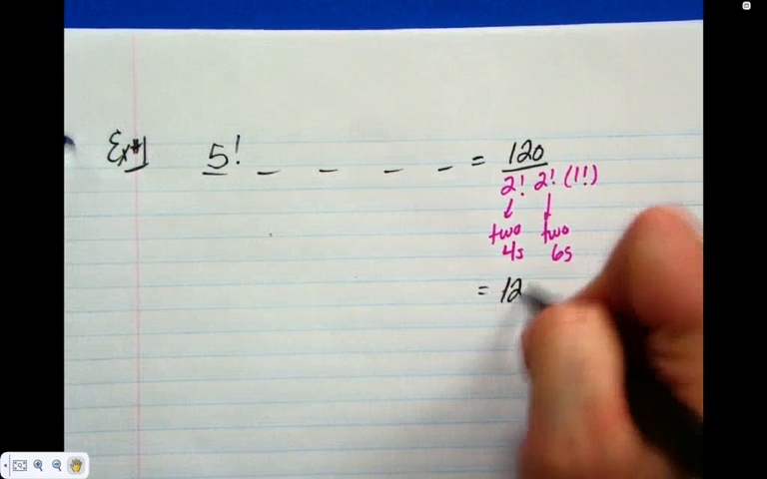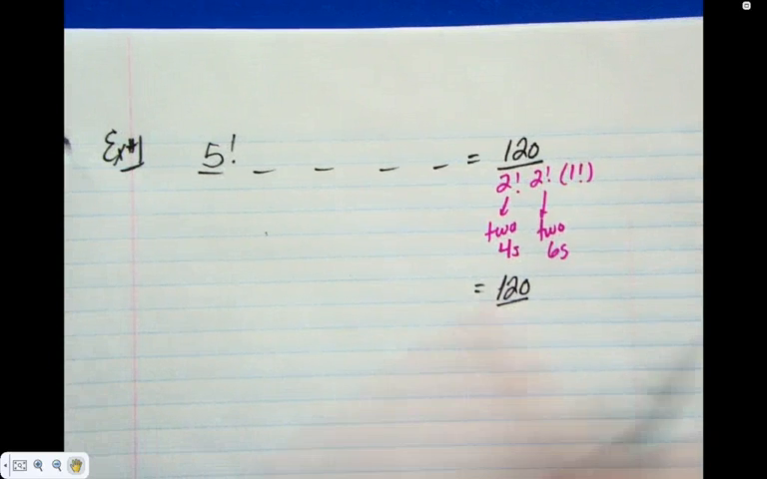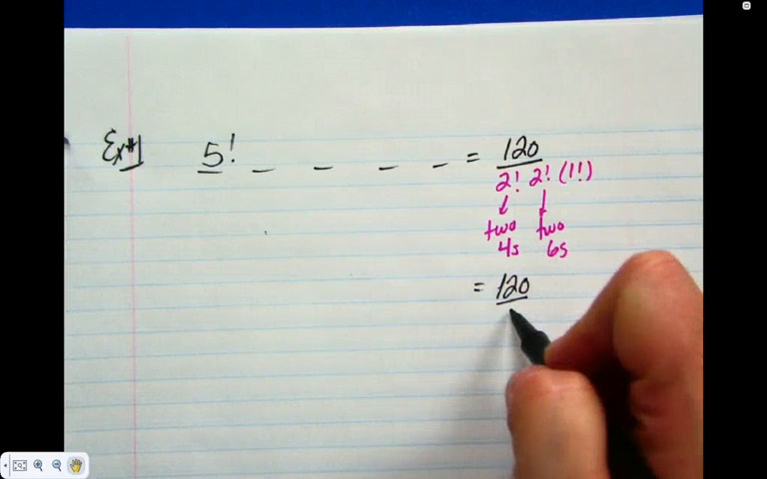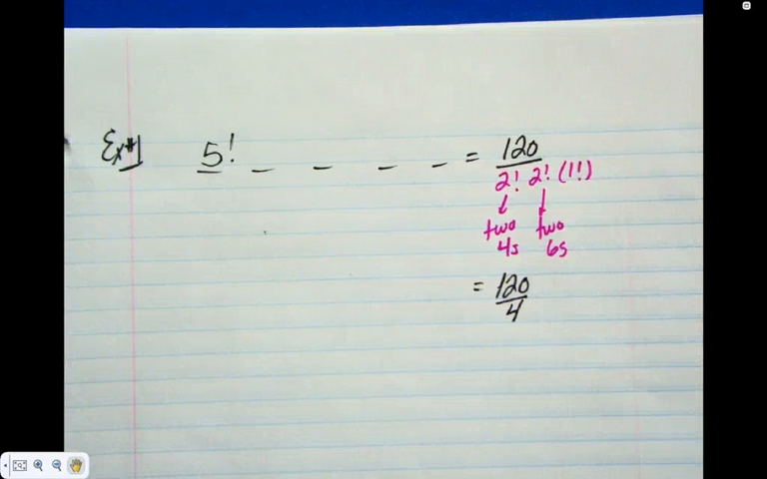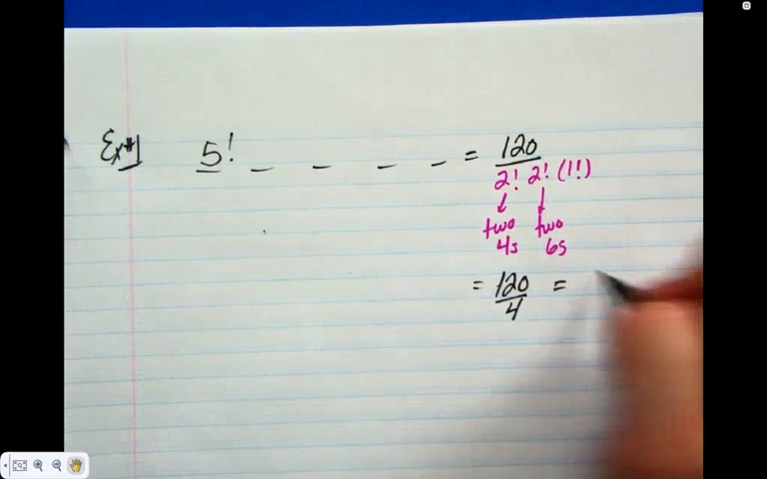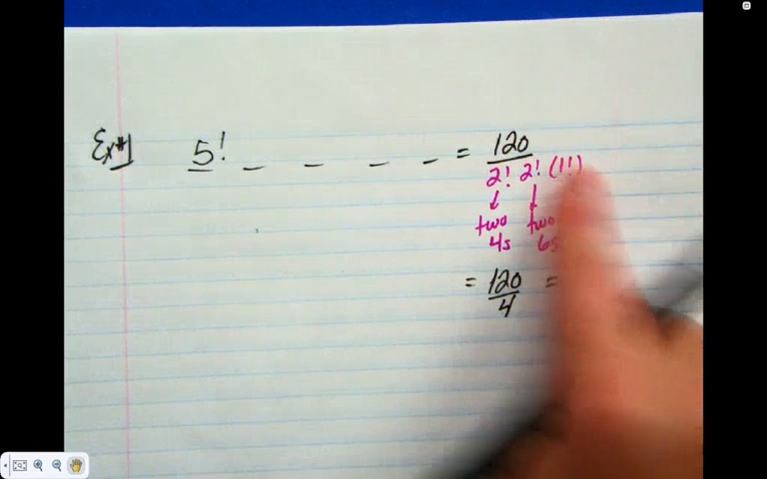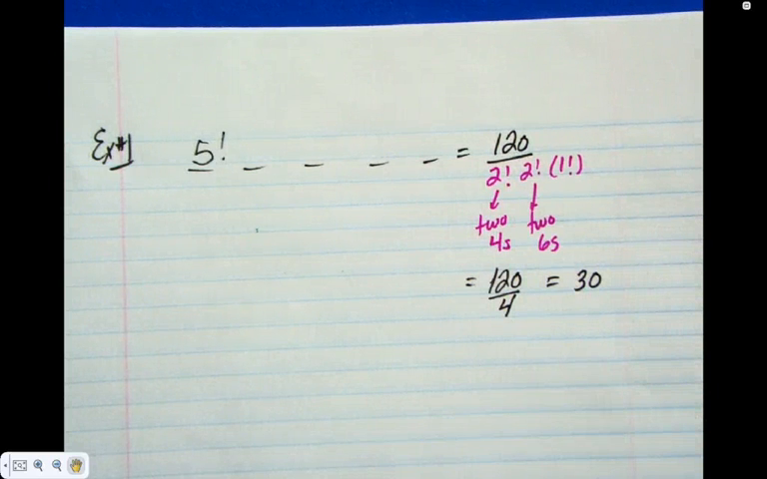So on the top, I've still got my 120. On the bottom, I've got a 2 factorial times a 2 factorial, which would be 120 divided by 4? 30. The only thing that's different from what we did last day is this repetition in the bottom, and we just divide by the number of things that repeat.